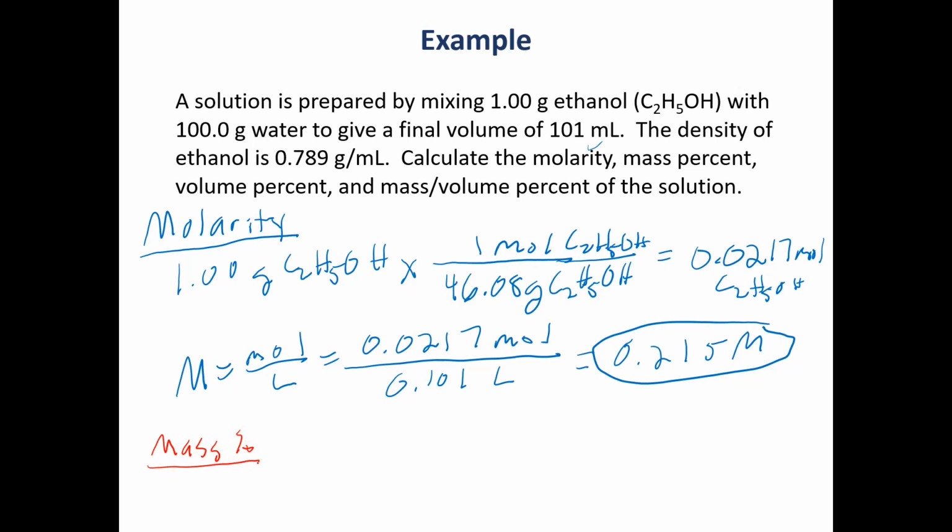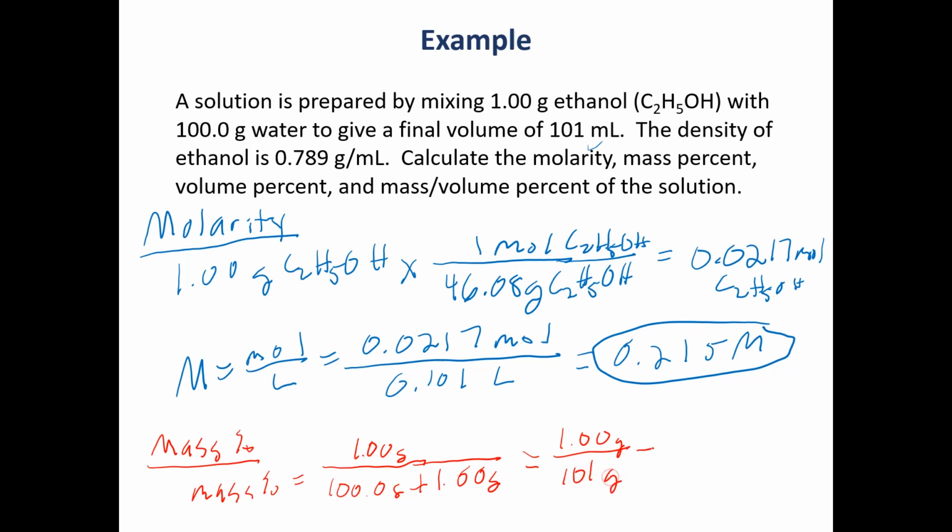So we're told that we have 1 gram of ethanol, and we had 100 grams of water. Now remember, mass percent is mass of solute divided by mass of the solution. So we can't just do the 100 grams of water. We have to add the gram of ethanol as well, because we need the total mass of the solution. So we're going to have 1 gram divided by 100 plus 1 is 101 grams.